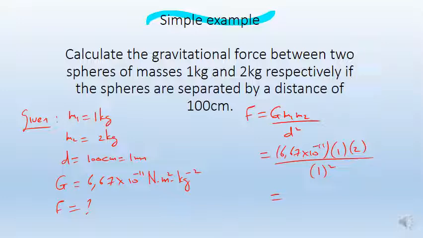So 6.67, that should be 13.34. If I multiply that by 2 times 10 to the minus 11, we're solving for the force, so the unit will be the Newton. And there we have it. 13.34 times 10 to the minus 11 newtons. Now this is just the gravitational interaction between a 1 kg mass piece and a 2 kg mass piece.